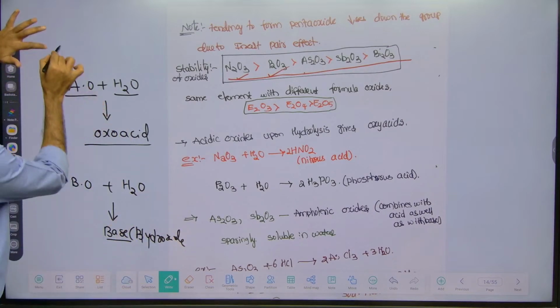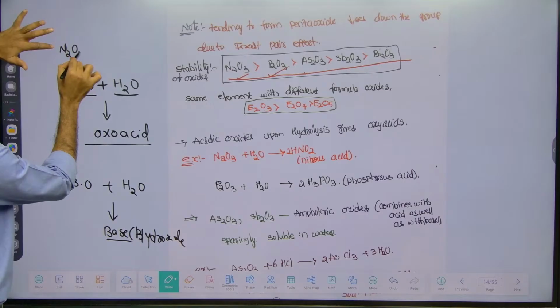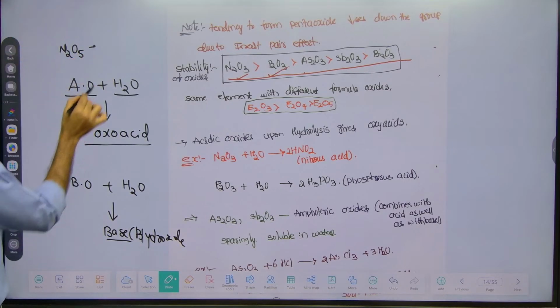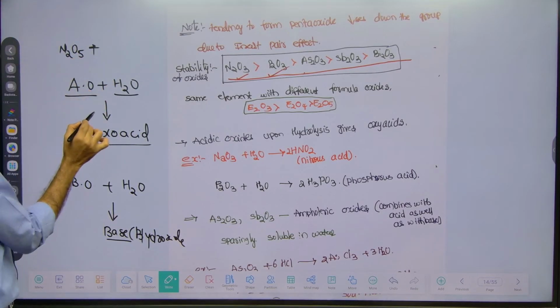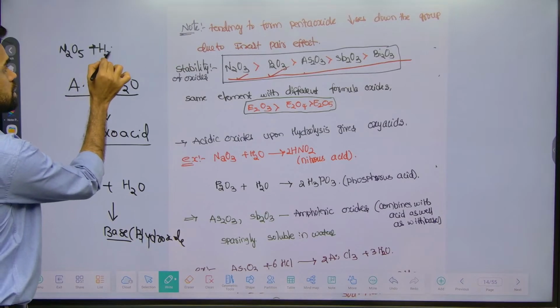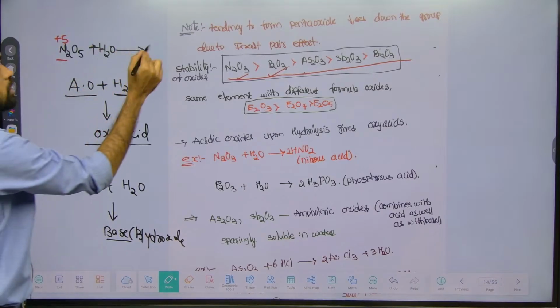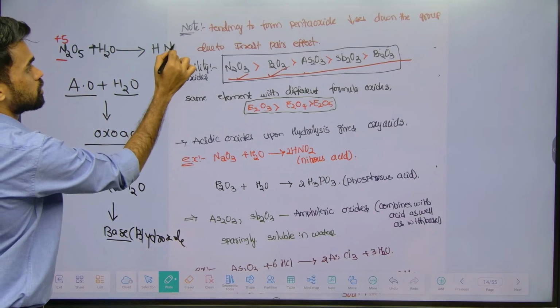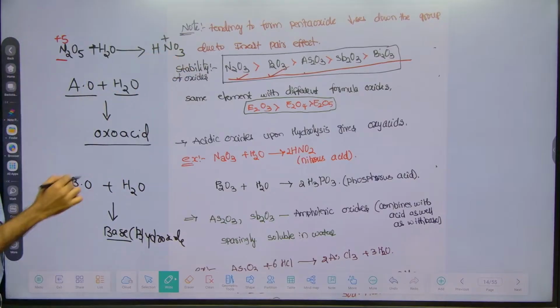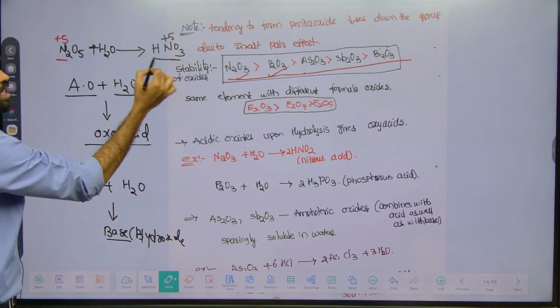For example, N2O5 is acidic oxide or basic oxide, tell me? Very strong acidic oxide, no? So if you hydrolyze this, you are adding water. What is the oxidation state of nitrogen in N2O5? +5. You will get the respective acid. With +5 oxidation state, you have nitric acid now. So HNO3 is your product. See, HNO3 is acid or not?